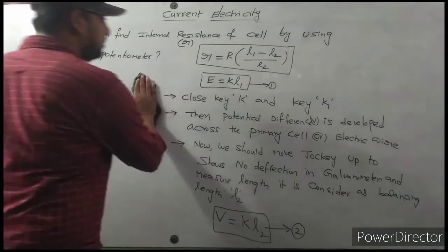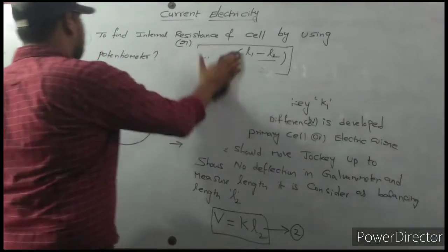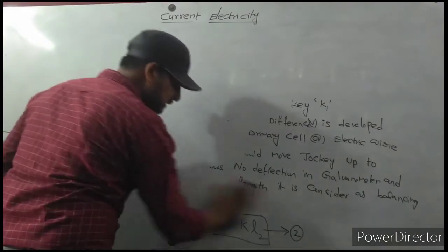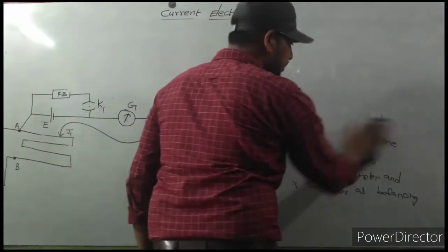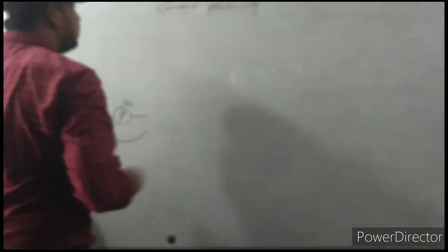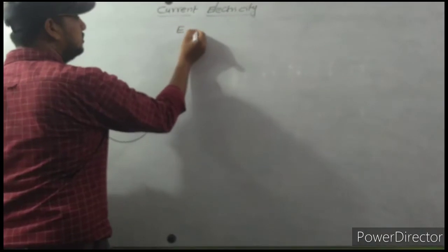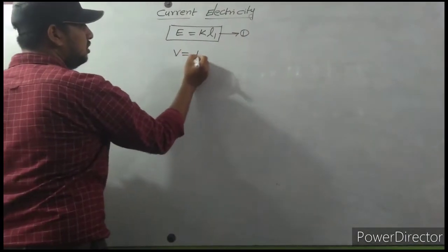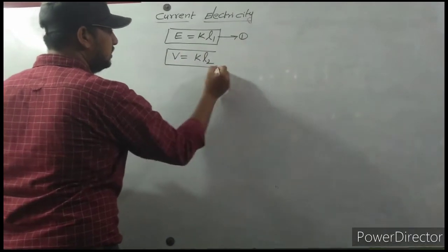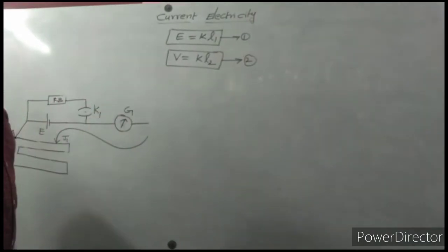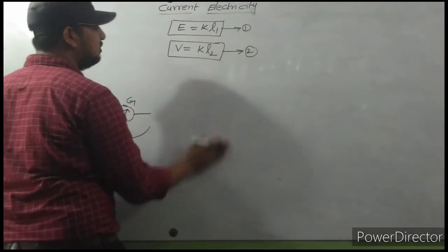So please observe carefully. By using these two equations, we will derive the internal resistance of the cell. What is the first equation? E is equal to K into L1. This is equation 1. What is the second equation? V is equal to K into L2. This is the second equation. From equation 1 and 2.